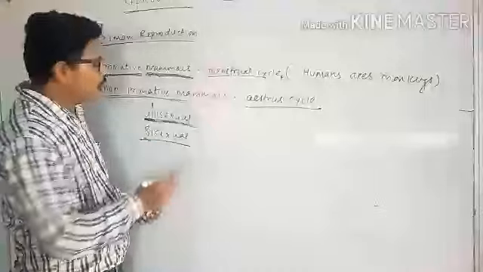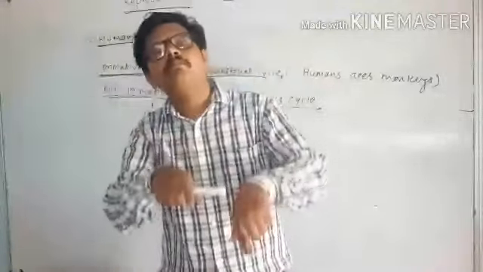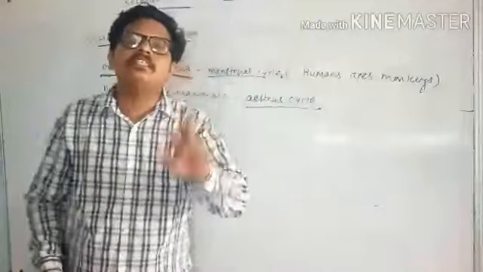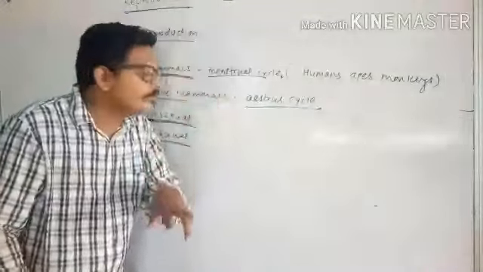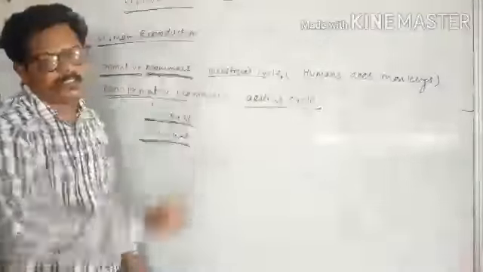While the animals in which both sperm and ova are produced in the same body, where both male and female sex organs are present in the same body, are called bisexual animals.